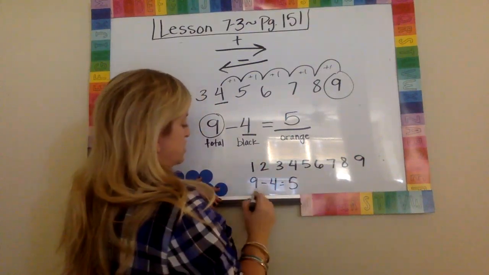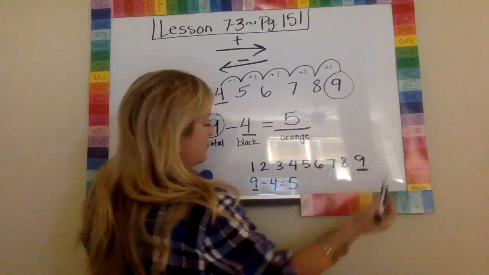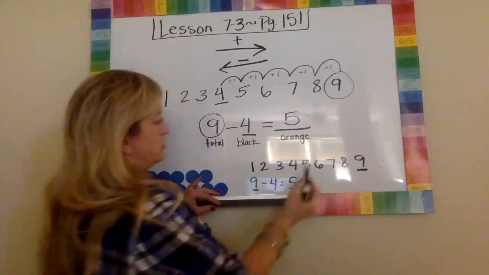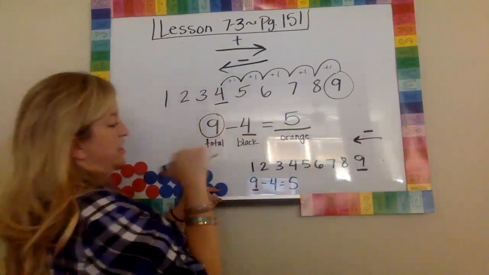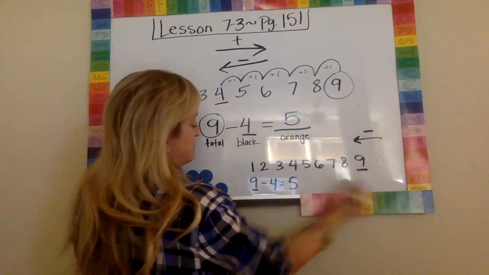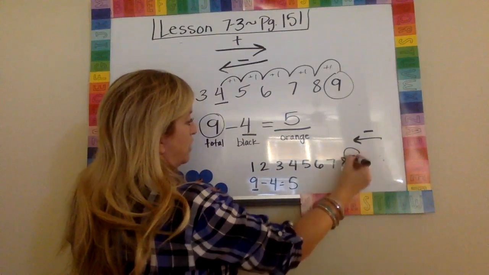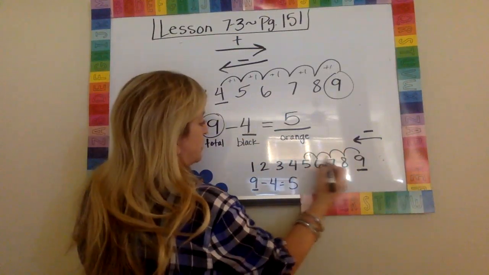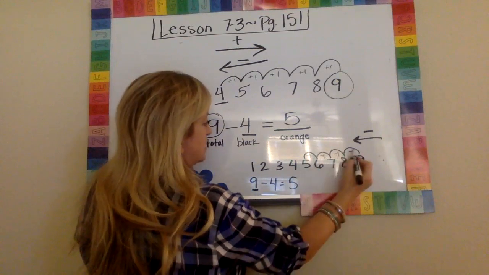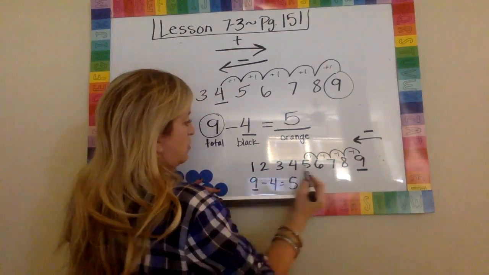So here I'm going to start out at 9 because I'm going to jump back 4 spaces. I'm subtracting, so I'm jumping this way. The numbers are going to get smaller. 9 minus 4. So I'm going to jump back 4. 1, 2, 3, 4. Minus 1, minus 1, minus 1, minus 1. Where do I land?